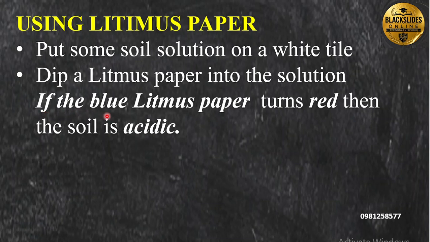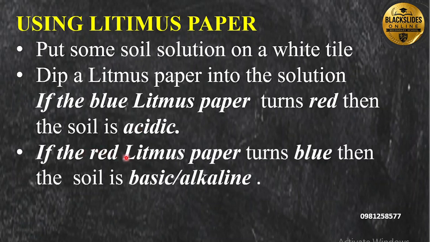and observe the color change. If the blue litmus paper turns red, then the soil is acidic. So an acidic soil will turn blue litmus paper red. That tells you that the soil is acidic.